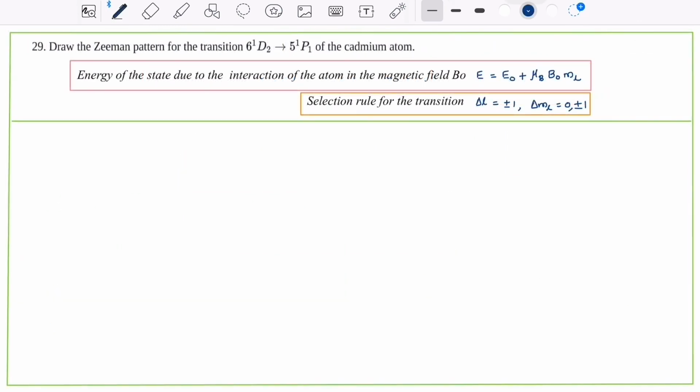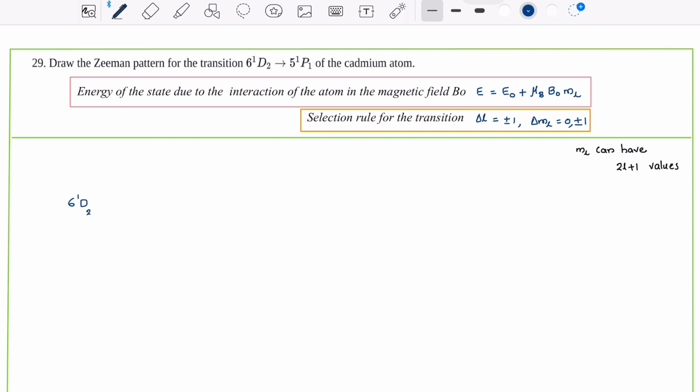The next problem is: draw the Zeeman pattern for the transition 6 1D2 to 5 1P1 of cadmium atom. In the present problem, we have to draw the Zeeman pattern corresponding to the given transition of cadmium atom. Since cadmium atom is given, it is evident that the pattern corresponds to normal Zeeman effect, because in cadmium atom there are 2 valence electrons and the total spin is 0. Therefore, if you put a cadmium atom in an external magnetic field B0, the energy level will split up into 3 components and the corresponding pattern is normal Zeeman pattern.